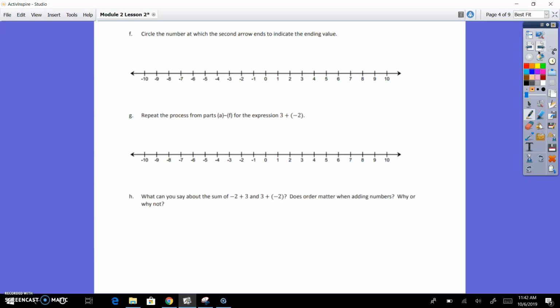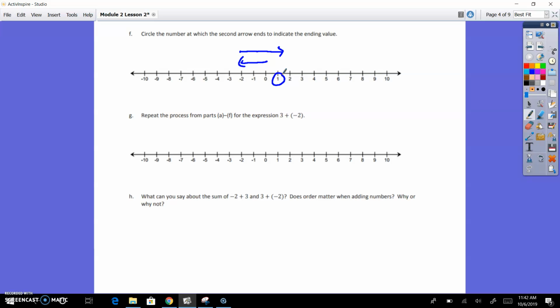Now that you have the number line, you can go ahead and draw it. We started at 0. We went to the left 2 units. Then we started at the end of our arrow, and we went 3 units to the right. And then we're going to circle this ending value, which was a positive 1.